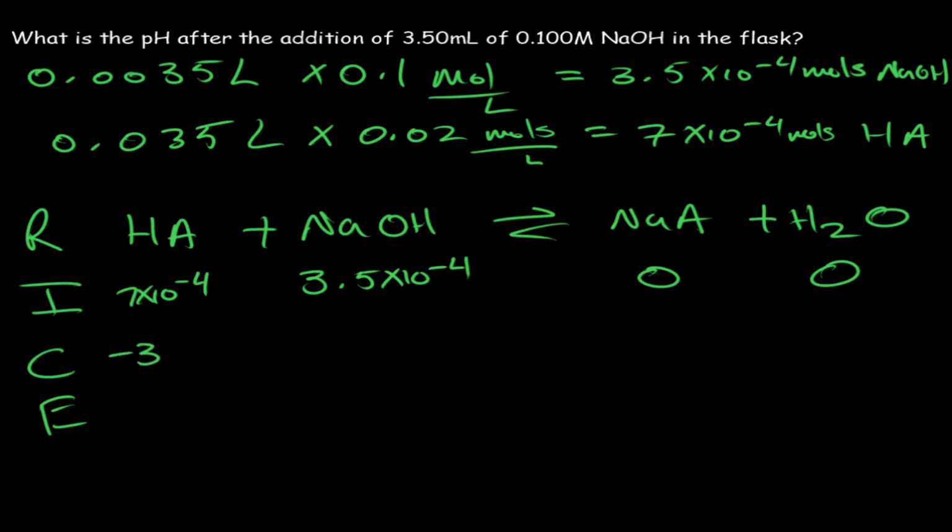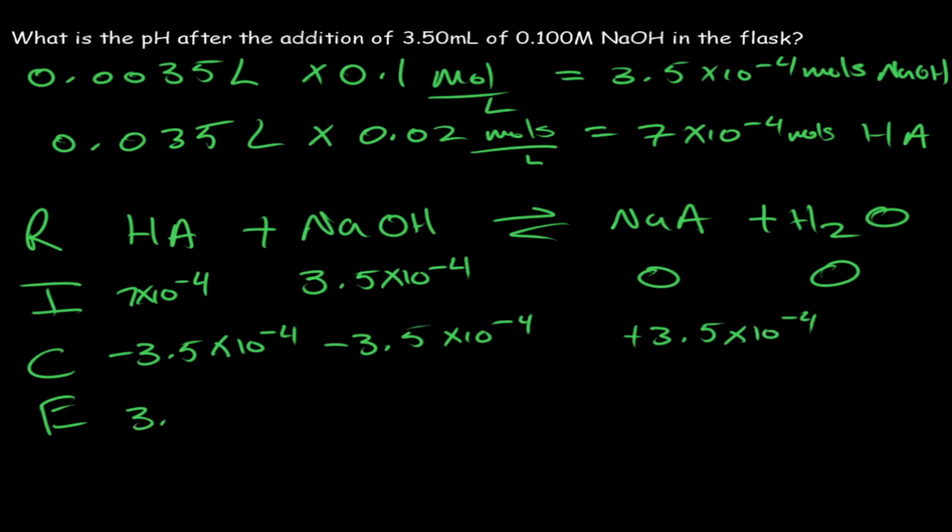So we're going to lose all the sodium hydroxide on the reactant side, and we would gain that on our right hand side. Our final value of our acetic acid would be 3.5 times 10 to the negative 4, 0 amount of sodium hydroxide, and then we'd have 3.5 times 10 to the negative 4 moles of acetate. So we have equal moles of acetic acid and acetate in our flask. And we'll be ignoring water because it's not going to affect our pH.